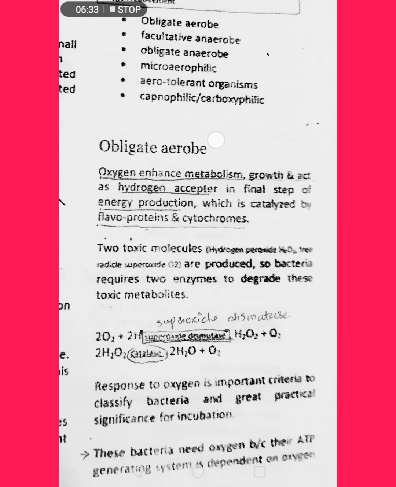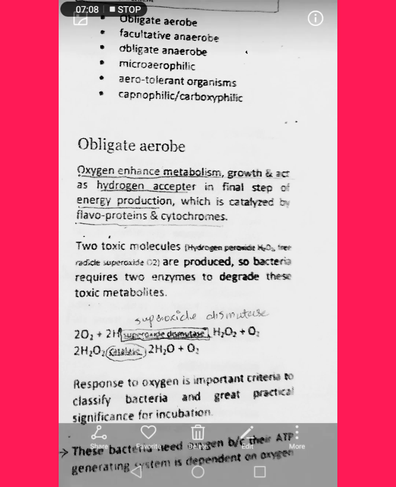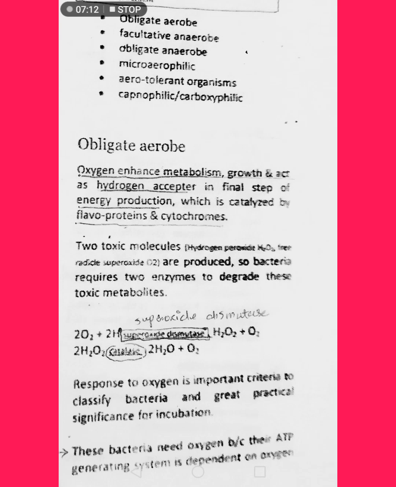The first one is obligate aerobes. Oxygen enhances metabolism and growth, and acts as a hydrogen acceptor in the final step of energy production, which is catalyzed by flavoprotein and cytochromes. So these bacteria require a high concentration of oxygen to enhance the process of metabolism. When there is more metabolism, more ATP will be produced, and more growth will occur in these bacteria.